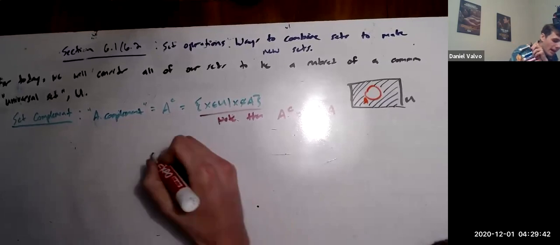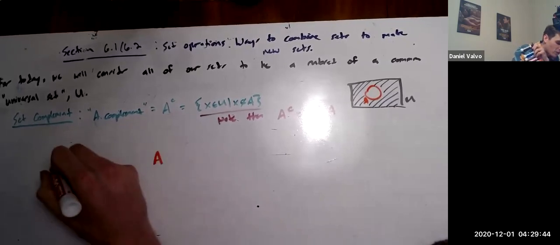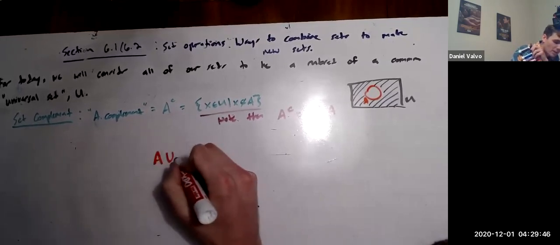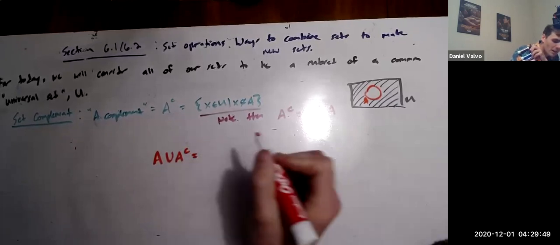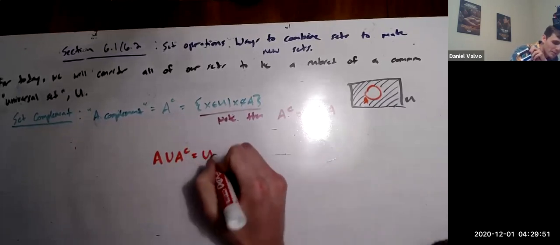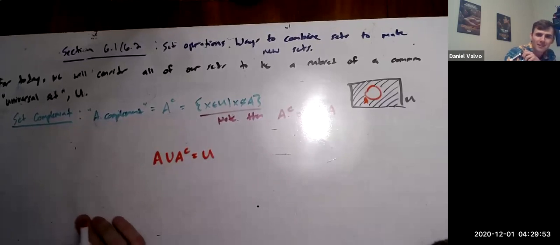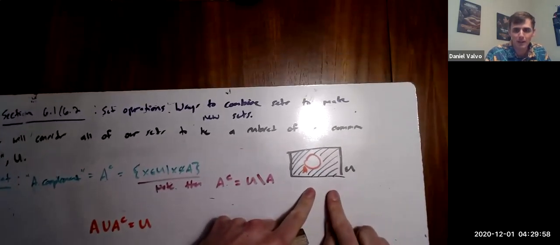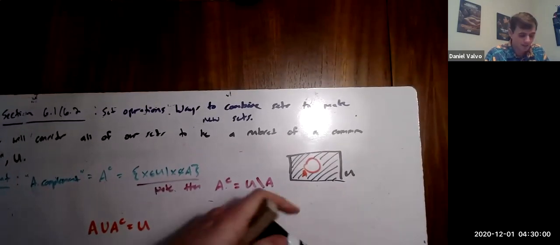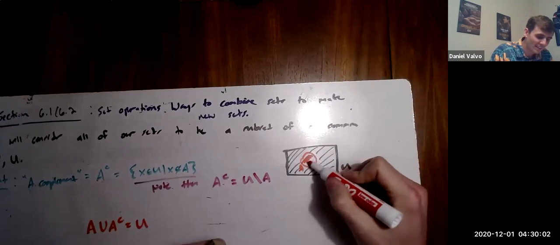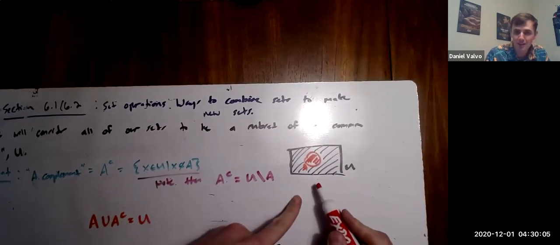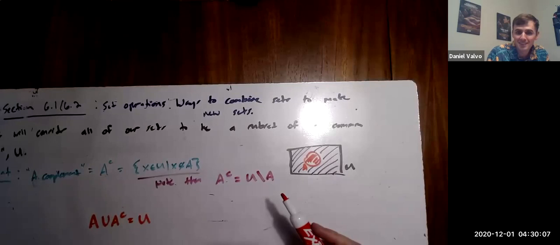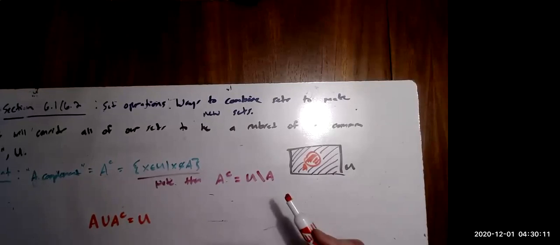that if U is our universe, A union A complement always equals U. Think about it, right? This is a complement right here, or the purple is A complement. The red is A. You put A and A complement together, well, that's all of U. So if we put it in words, it would be A and not A.